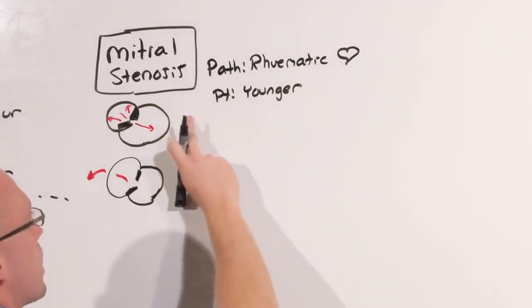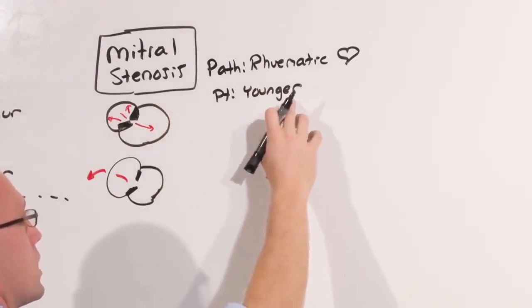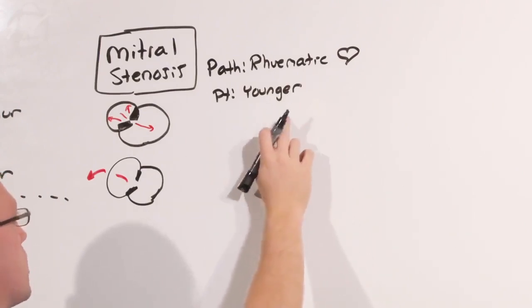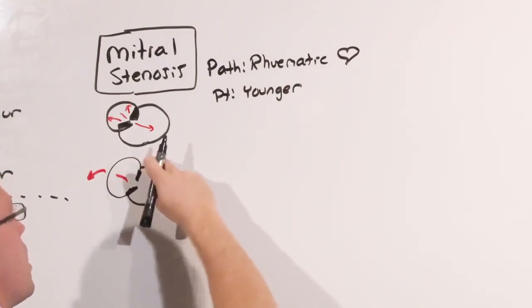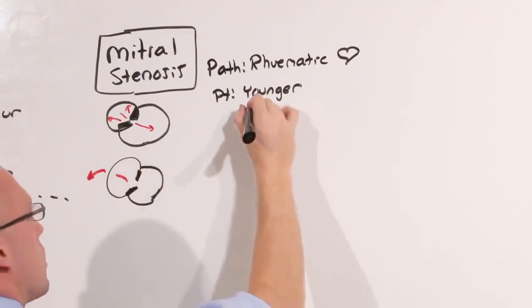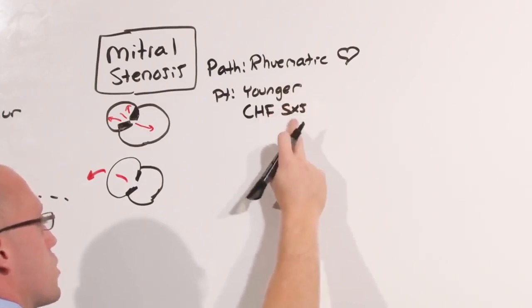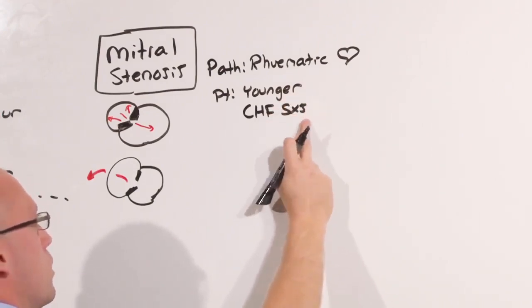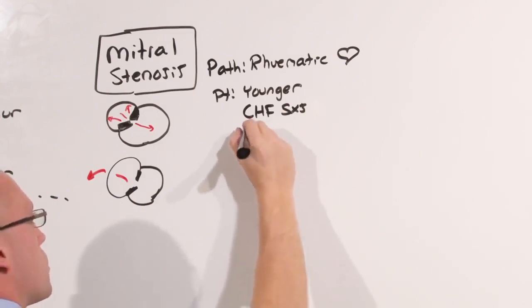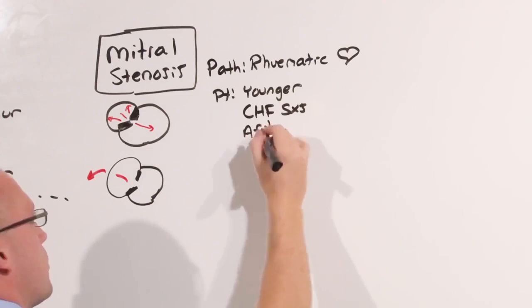This is inflammation of the mitral valve. So mitral stenosis patients are going to be younger, in their 20s and 30s, and they're going to present with the symptoms of atrial stretch and heart failure. So they'll have CHF symptoms, dyspnea on exertion, paroxysmal nocturnal dyspnea, and crackles on their lungs, or from atrial stretch, AFib.